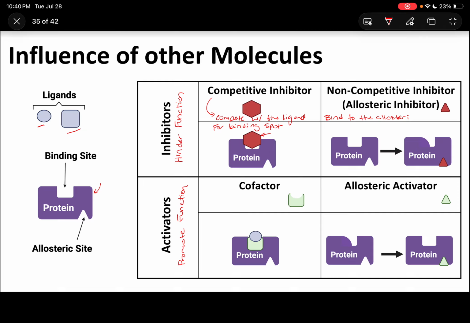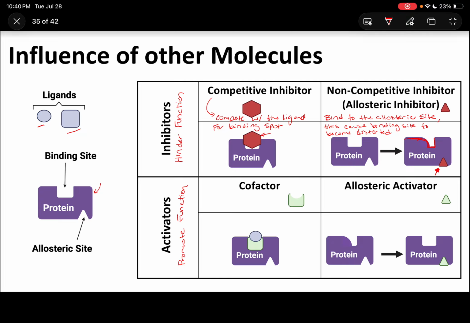So they're not binding to the binding site where the ligand would normally bind. But when they bind to the allosteric site, this is going to cause the binding site to become distorted. So if we look here, we can see that the allosteric inhibitor is this red triangle. When it binds to the allosteric site, we can see that the binding site has now changed shape.